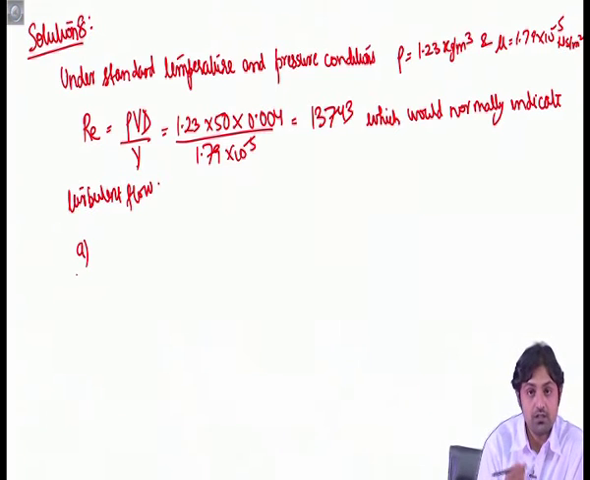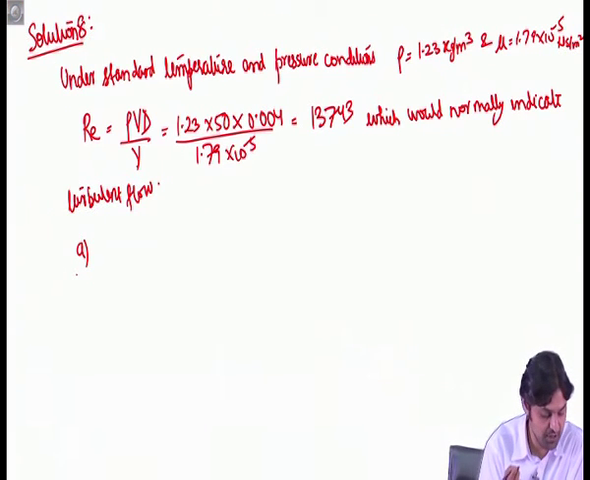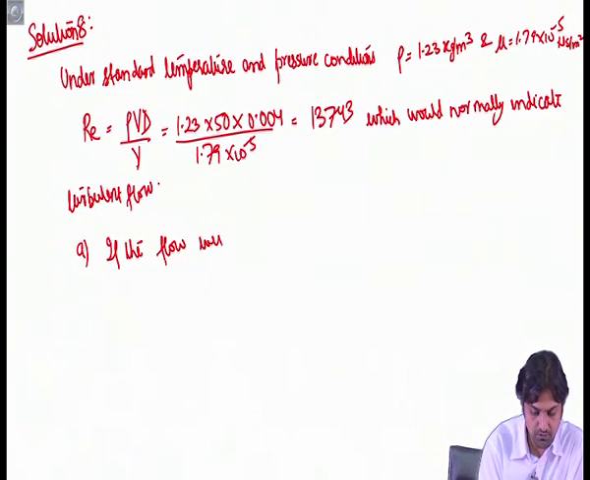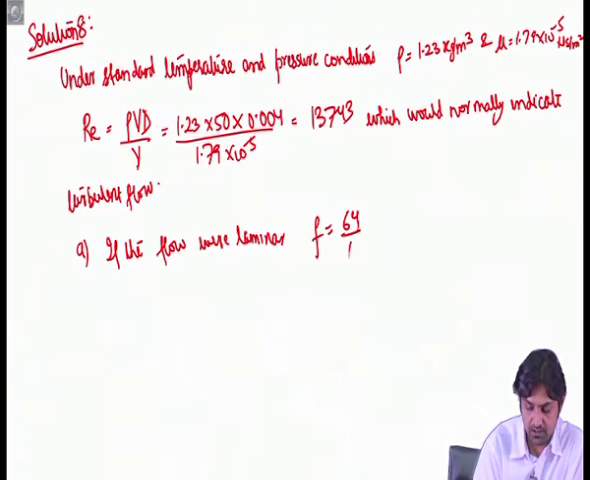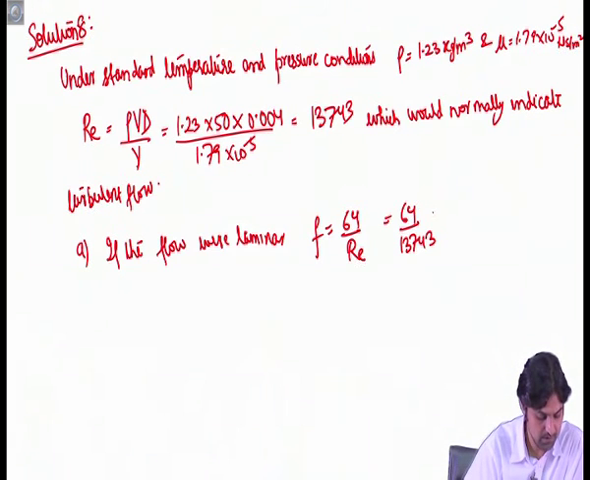However, since we have been told to assume this is a laminar flow, we say if the flow were laminar, the friction factor will be given by 64 by Re. Therefore, in this particular case, although it is turbulent, we assume that it is laminar, so we will find the friction factor, which will come almost to 0.00467.